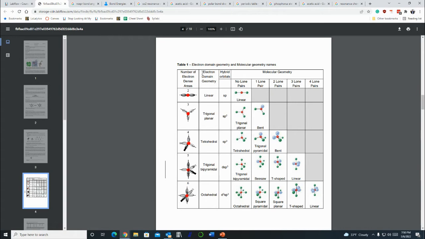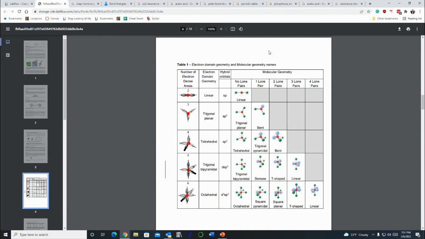So you have two properties here. You have electron domain geometry, which is only dependent on the number of electron-dense areas. So if it has two, linear; three, trigonal planar; four, tetrahedral; and so on. Molecular geometry starts off the exact same as electron domain geometry. You'll notice here, if none of the electron-dense areas are lone pairs, then they have the exact same shape as the electron domain geometry.